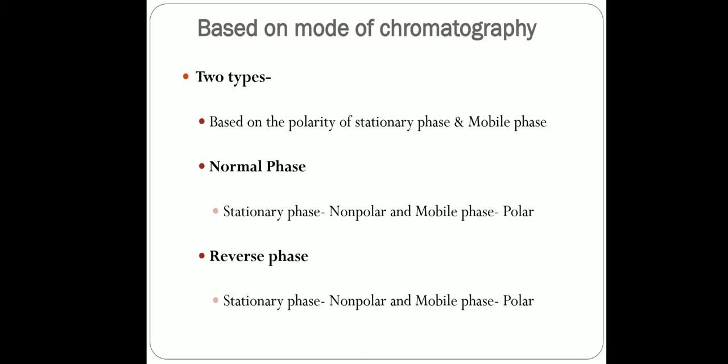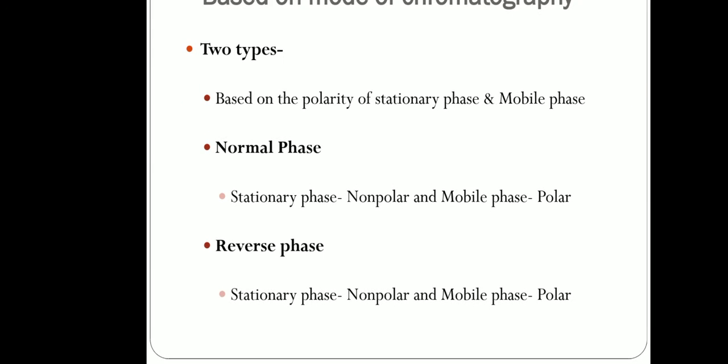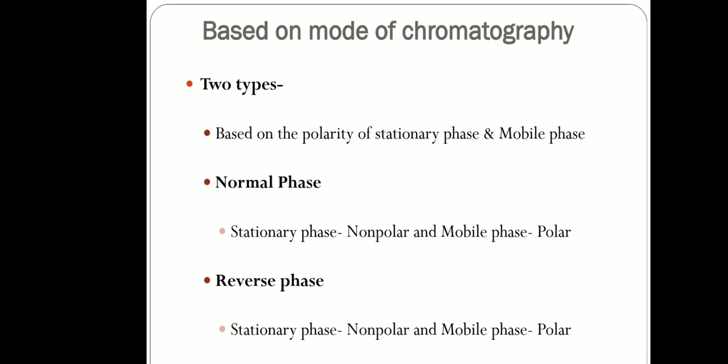Then the third type of classification is based upon the mode of chromatography. Based upon the mode, they are classified mainly into two types, based upon the polarity of the stationary phase and mobile phase. Depending upon the non-polar and polar nature of the stationary phase and mobile phase, chromatography can be classified into two: normal phase and reverse phase.